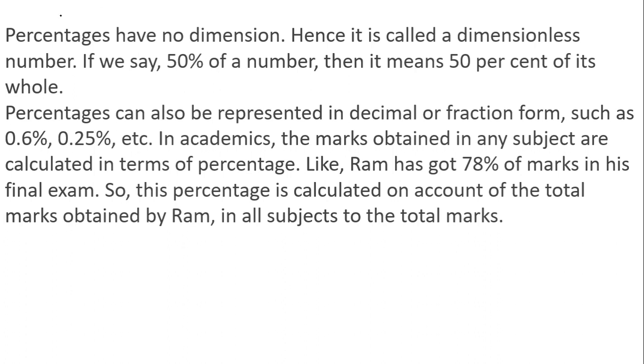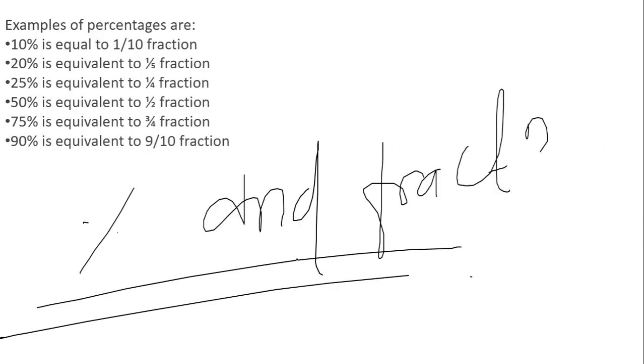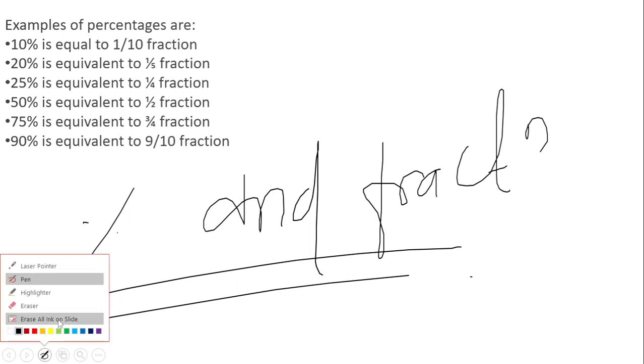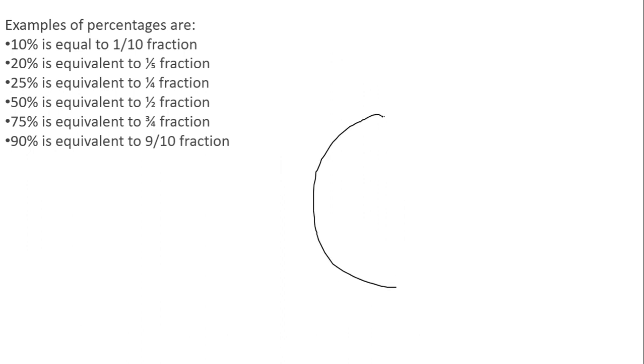Moving on to the next point. Percentage has no dimensions, hence it is called dimensionless. This is not very important, but you can remember that it is a dimensionless number. Next, if we say 50% of a number, then it means 50% of its whole, as I have already explained. For example, I have one complete pizza, and I ask you for half of the pizza.